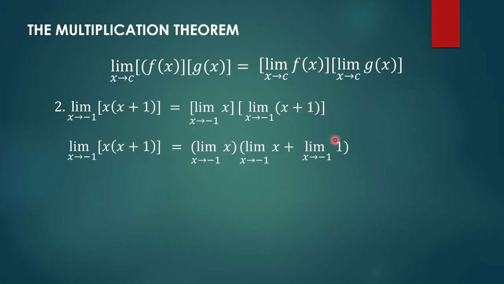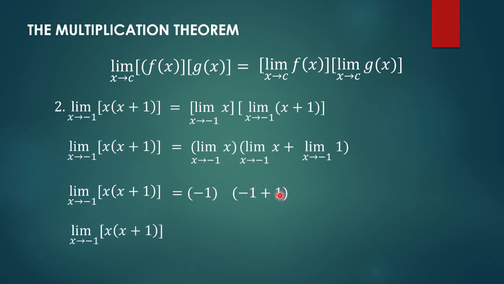This factor can be written as the limit of x as x approaches negative 1 plus the limit of 1 as x approaches negative 1. To evaluate, this would be negative 1. Same here as negative 1, and the limit of 1 is 1. Simplifying, negative 1 plus 1 is 0, times negative 1 would give us 0.